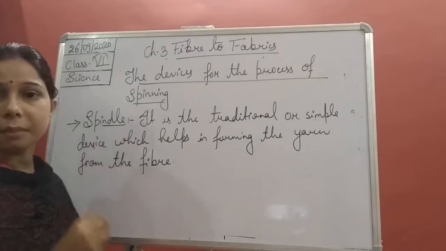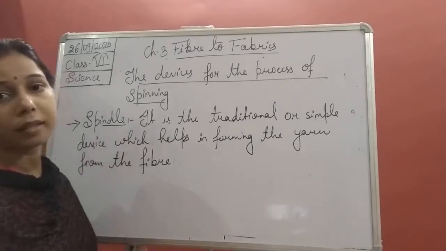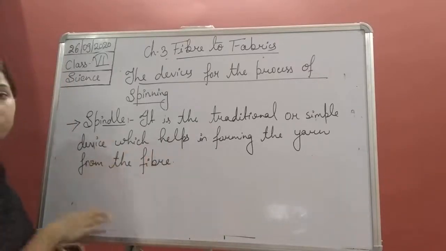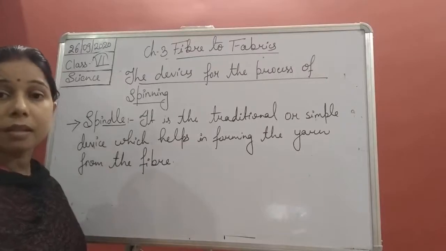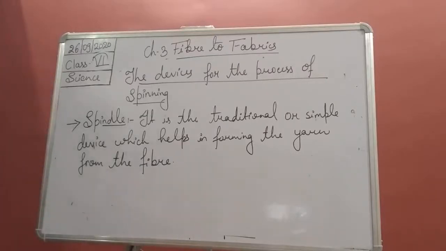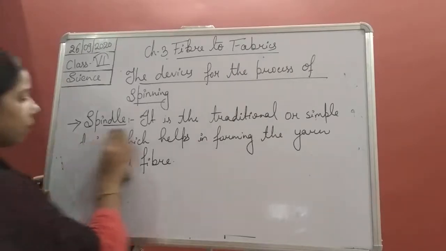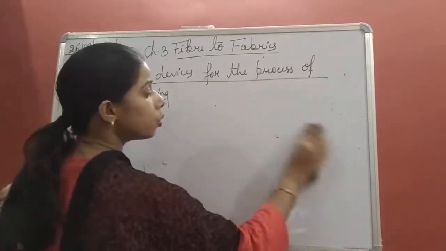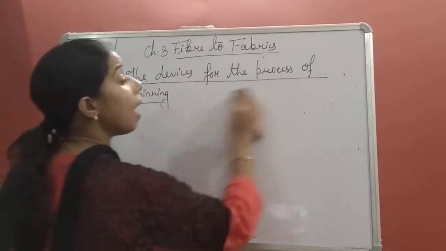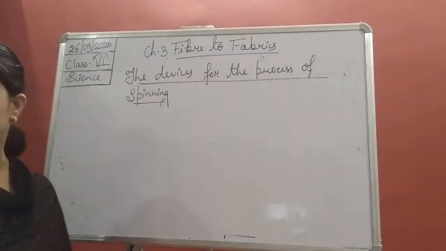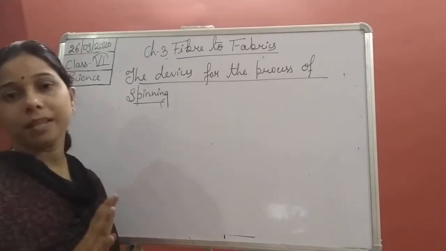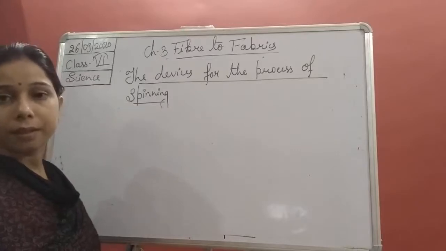So this is a very simple device. The function is the same, students, that it helps in forming the yarn from the fiber. In many books, students, you will see it written as a hand spindle. Don't get confused with that. It may be a hand spindle, or simply a spindle, also known as a takli.